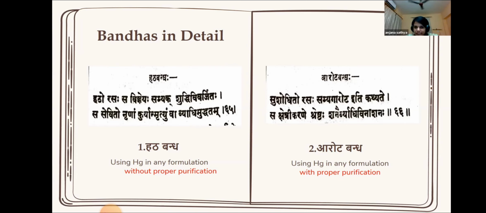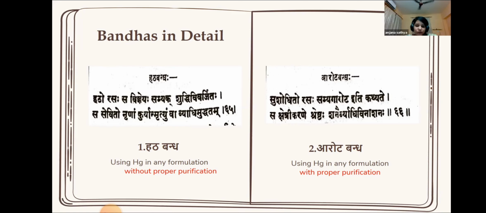So the first bandha is Hata Bandha. Hata Bandha is when mercury is used in the preparation without proper purification. Since the mercury is not purified, it will cause disease or death, that is for sure. Hato Rasaha Savitnyayaha Samyik Shuddhi Vivarjidaha. So without proper purification, mercury is used in a formulation or bandha process. It will cause mrityu or vyadhi, disease or death. Even death can occur if you administer the Hata Bandha to a patient.